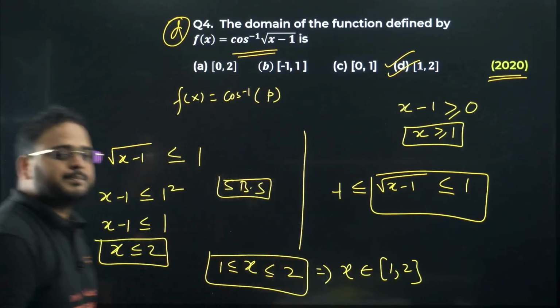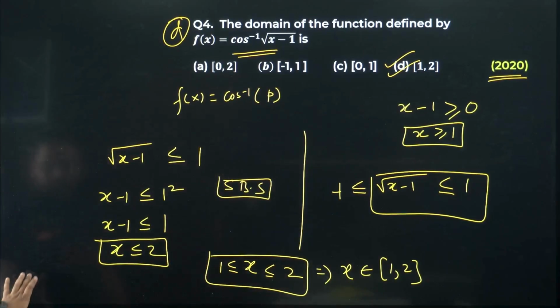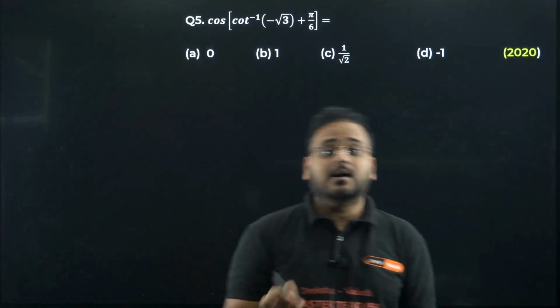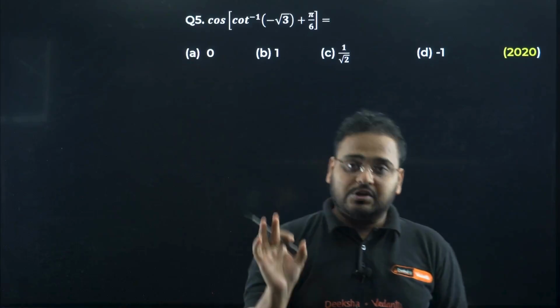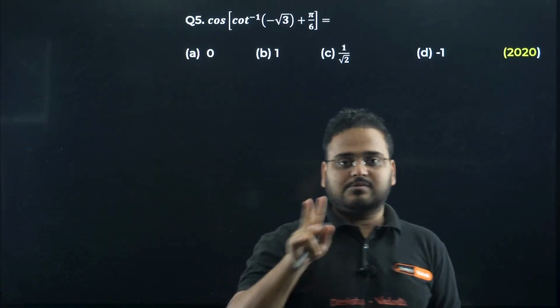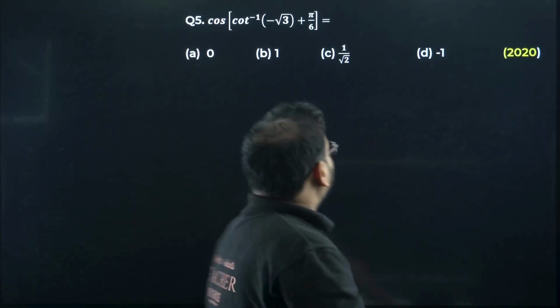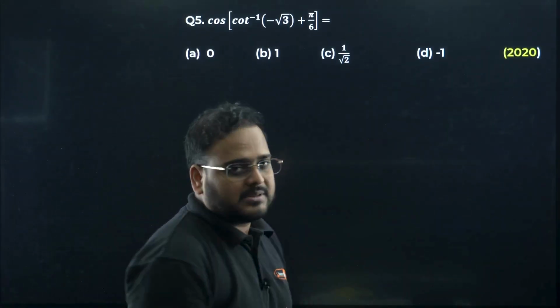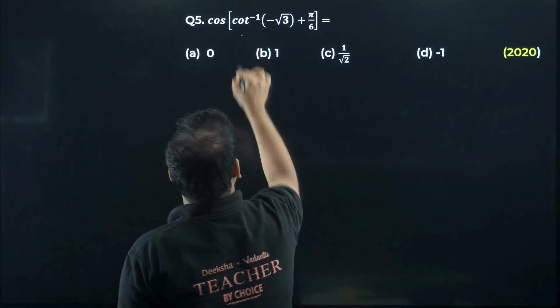Question number 5. I hope you all know this, if you're watching right now, this is a CET PYQ question for chapter ITF. Every year, 2 questions come from this chapter, a minimum of 2. Cos of cot inverse of minus root 3 plus pi by 6. Simple question. Let's solve it.